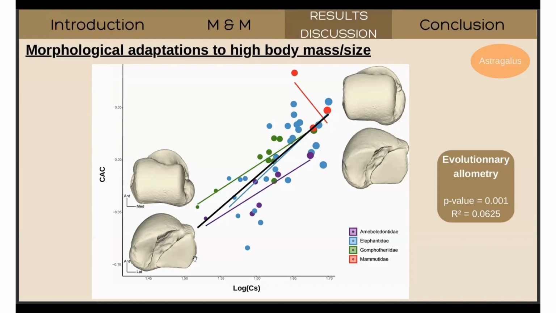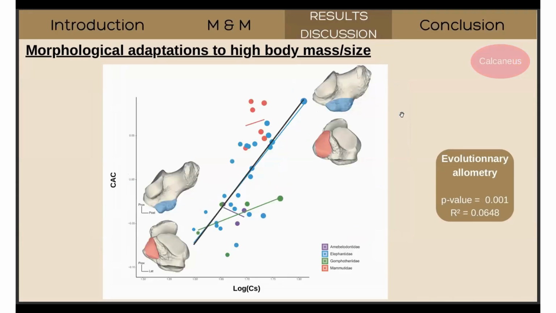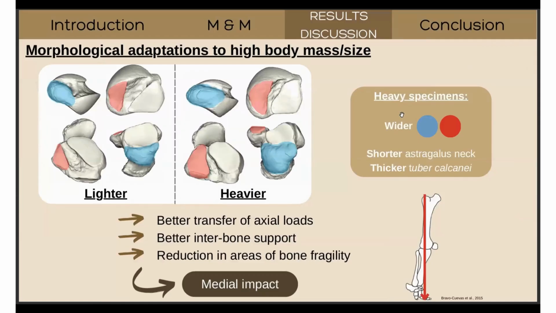For the astragalus, we have here a significant evolutionary allometry, which accounts for about 6% of the global morphological variation of these bones. We can see that the increase in size, which also corresponds to the increase in body mass, has an effect on the articular facets in red and on the ligament insertion zone in blue. We obtain the same result for the calcaneus. Thus, in heavy specimens, the astragalus and calcaneus have wider ligament insertion zones in blue and articular facets in red, which allow for better transfer of axial load as well as better interbone support.